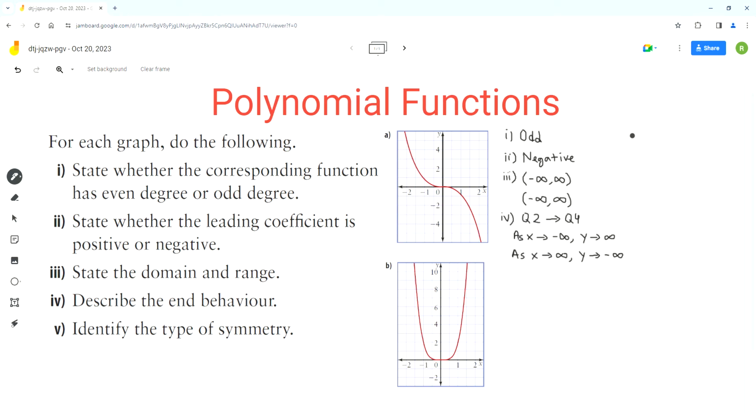Now we can answer the last part for the first graph: identify the type of symmetry. There are 2 types of symmetries, point symmetry and line symmetry. This graph has point symmetry because if we rotate this graph about the origin 180 degrees, we will get the same graph. That's why this graph has point symmetry. This is a very important concept you need to understand and memorize.